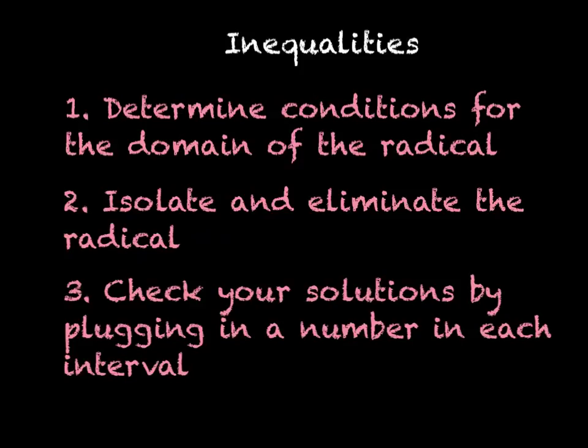If we have an inequality, things get a bit more complicated. Our first step is to determine the conditions for the domain of the radical. This means that whatever is under the radical has to be greater than or equal to 0. Then, we isolate and eliminate the radical, just as we did for an equation. And finally, step 3, we want to check our solutions by plugging in a number in each interval.